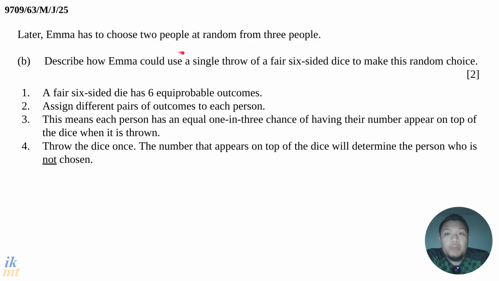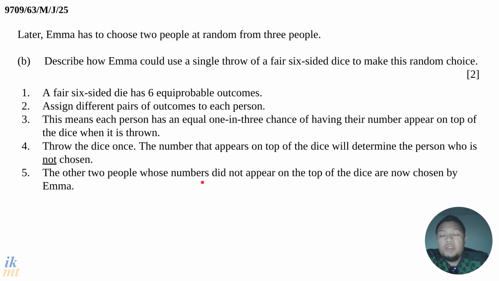Remember, Emma has to choose 2 people, and we want to throw it only 1 time. Since this is about choosing from 3 people, the number on the dice will determine the person who is not chosen, because the dice can only show a number for 1 person, but you want to choose 2 people. Since we have only 3 people, the dice will determine the person who is not chosen. And so the other 2 people whose numbers did not appear on top of the dice, Emma can choose those people. So from one single throw of a fair six-sided dice, this can now be done.